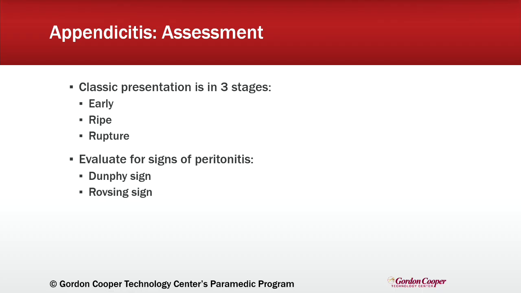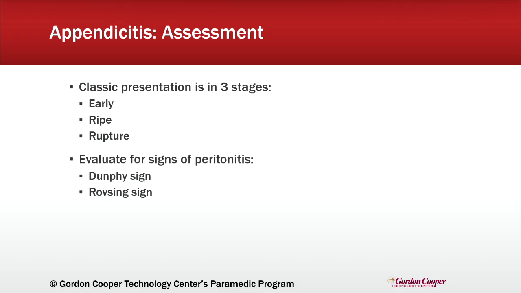It usually takes about 48 hours for the pain to shift from the early to ripe stage. If the appendix ruptures, as I mentioned before, that junk inside that thing is just going to spread out throughout the abdominal cavity, and eventually it's going to cause widespread pain because of the peritonitis. So look for the signs of peritonitis.